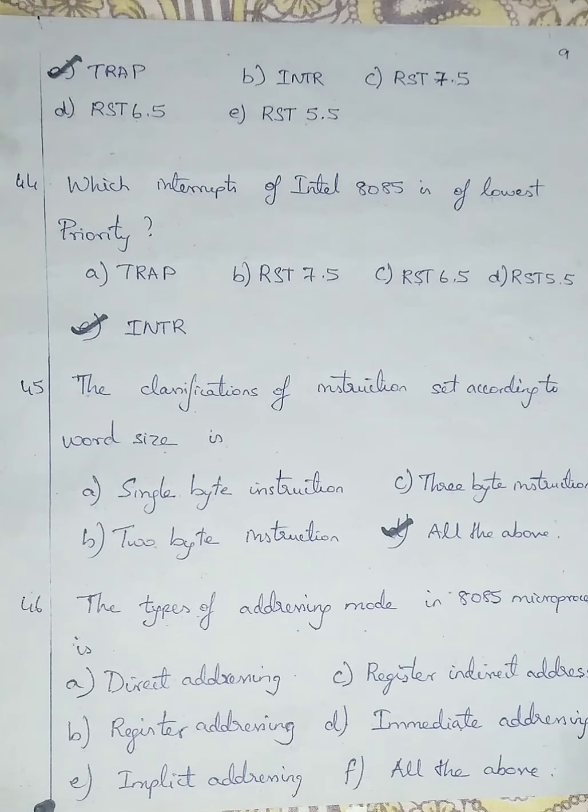The types of addressing mode in 8085 microprocessor are: direct addressing, register addressing, register indirect addressing, intermediate addressing, implicit addressing. There are 5 addressing modes in 8085 microprocessor. So I'm going with option number F, all the above.